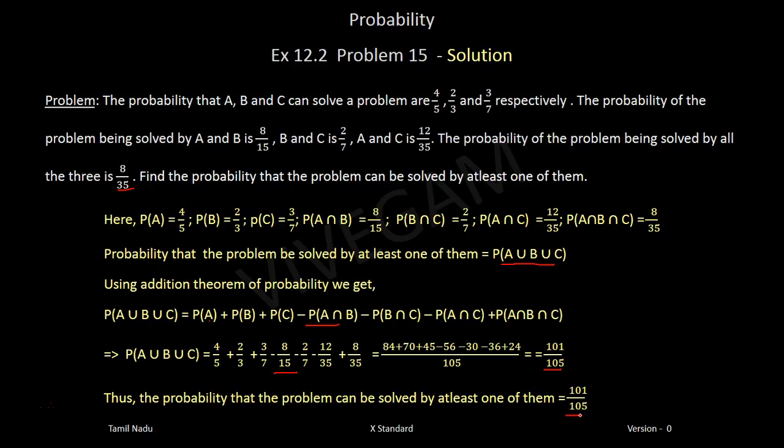If you know the formula, and if you know how to write them mathematically, A and B means A intersection B, B and C means B intersection C, A and C means A intersection C, and all three means it is A intersection B intersection C. If you know this principle, then all you need to do is write the values here and substitute in the formula, and you'll be able to get the final answer. Okay, so I hope I made it clear. If not, please go through one more time. It will become clear. Thanks for watching this video.